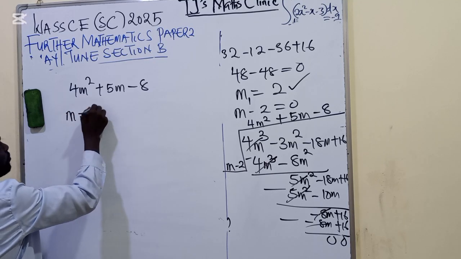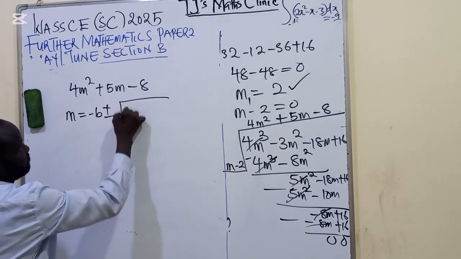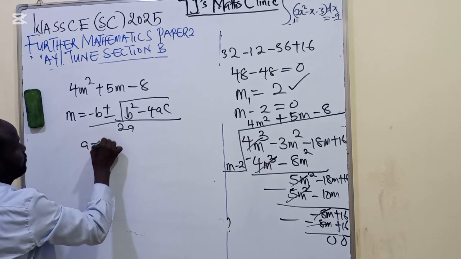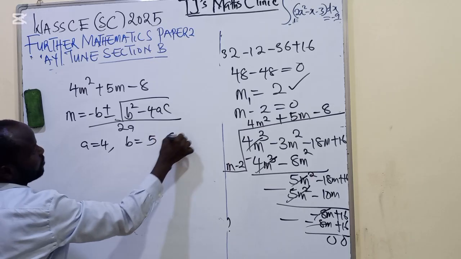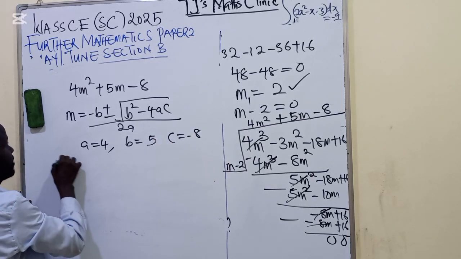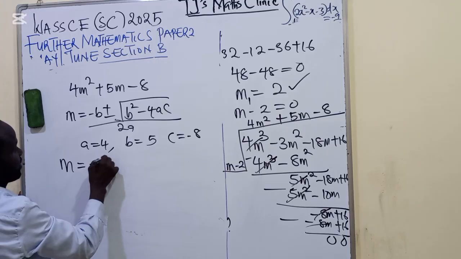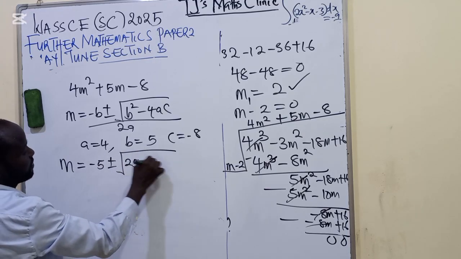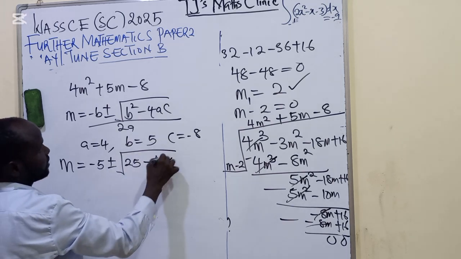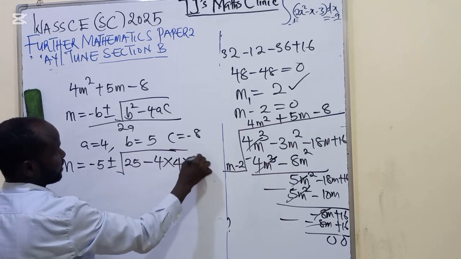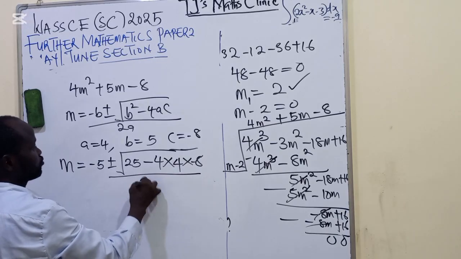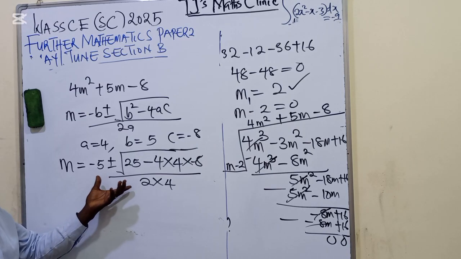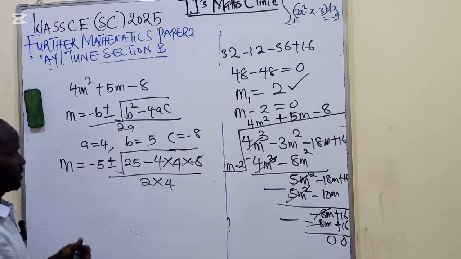That will be m now equals minus b plus or minus square root of b squared minus 4ac, divided by 2a. Our a here is 4, our b is 5, then our c is minus 8. Let's substitute. M now will be equal to minus 5 plus or minus square root of 5 squared, that will be 25, minus 4 times a, which is 4, multiplied by minus 8, divided by 2 times 4. Of course, if we multiply this, we'll definitely get a complex solution. But let's still see.